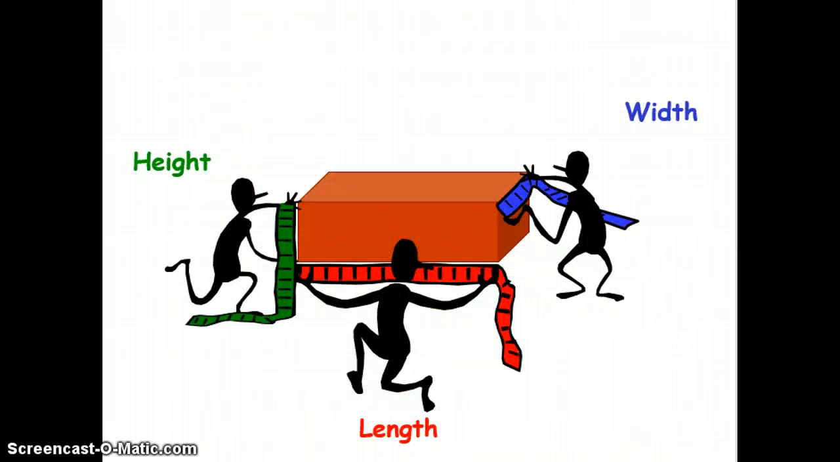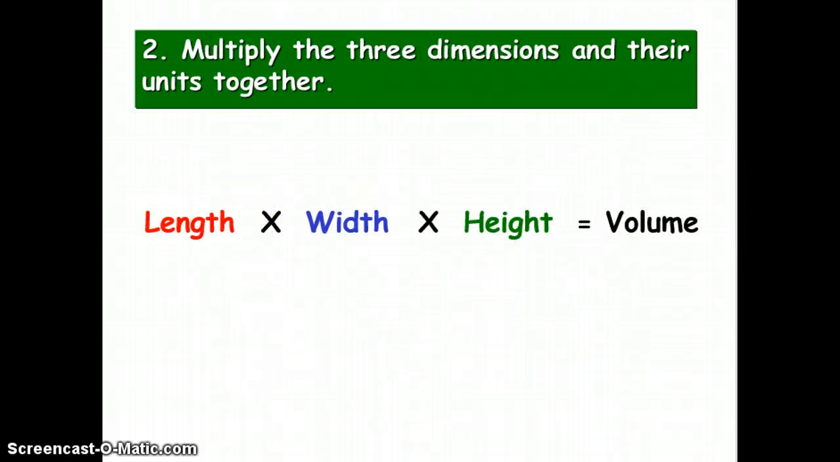Here is an example. The easiest way to do this is to pick one corner of an object and measure each edge that is attached to that object. So you can measure the length, the width, and the height that extend from that one corner. After you have measured the length, width, and height, multiply the three dimensions and their units together to find the volume.